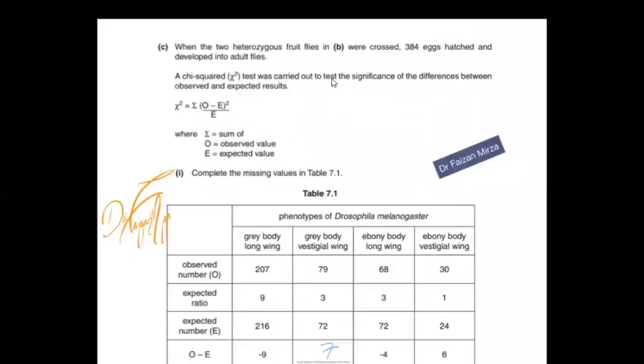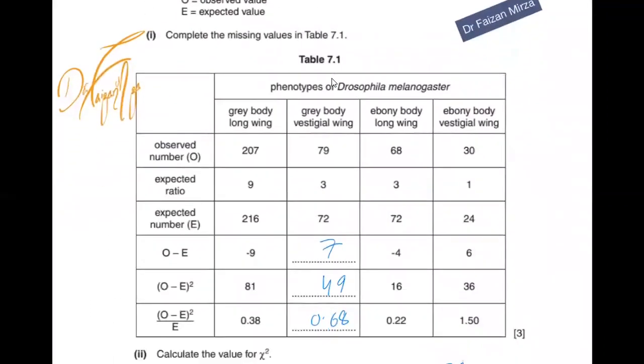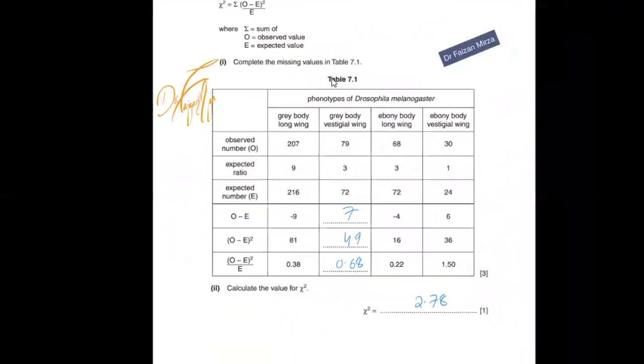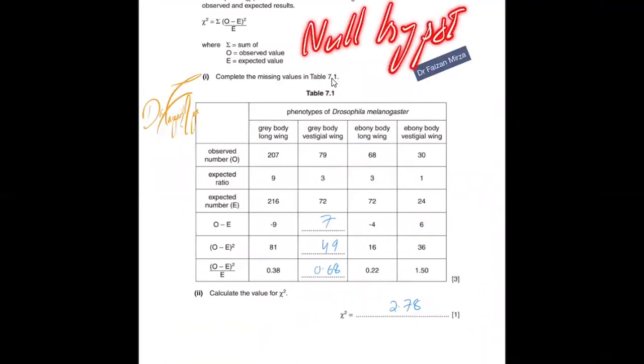Next, the question states that we have two heterozygous flies which are crossed. 384 eggs hatched and developed into adult flies. The formula for the chi-square test is given to you. In the chi-square test, we have observed and expected. For example, if I was asked to write down the null hypothesis in this question, what will be the null hypothesis? So what will be the null hypothesis here?